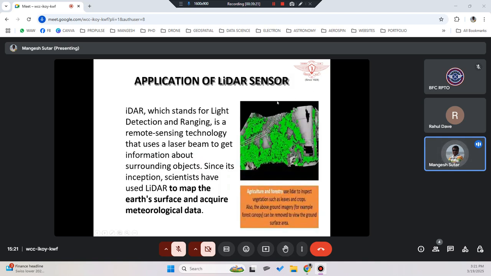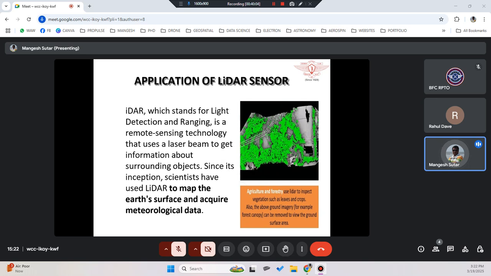So LiDAR, which stands for light detection and ranging, is a remote sensing technology that uses laser beams to get information about surrounding objects. Since its inception, scientists have used LiDAR to map the Earth's surface and acquire meteorological data, because it is able to penetrate through the vegetation. A lot of the time you are not able to get the data through thermal or through RGB. So there, the LiDAR sensors come to your help, because it's a remote sensing technology. Even if, let's say, a forest is covered completely by trees, and the green cover is there, that canopy, what we call the green canopy or the tree canopy.